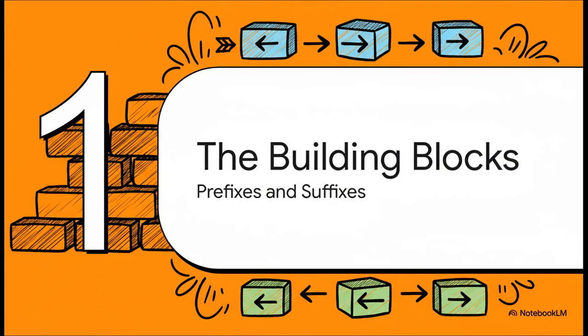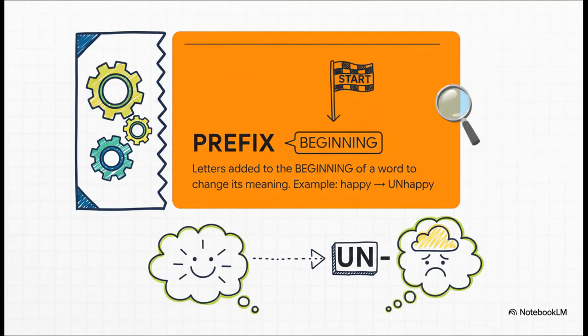So, what are these building blocks we're talking about? Well, there are mainly two types you add to a core word. Prefixes, which latch onto the start, and suffixes, which tack onto the end. Let's break them down. First up, we've got the prefix. Just think pre, which means before. This is a block you stick on the beginning of a word, and its whole job is to change the word's meaning. For instance, you take a simple, nice word like happy. You add the prefix un right to the front, and suddenly you've got unhappy, the complete opposite.